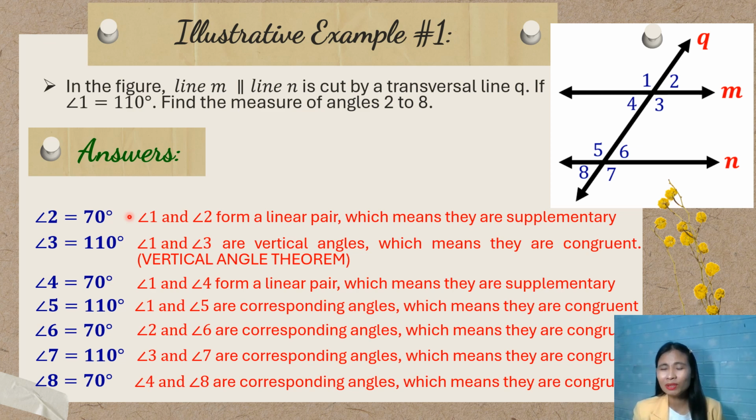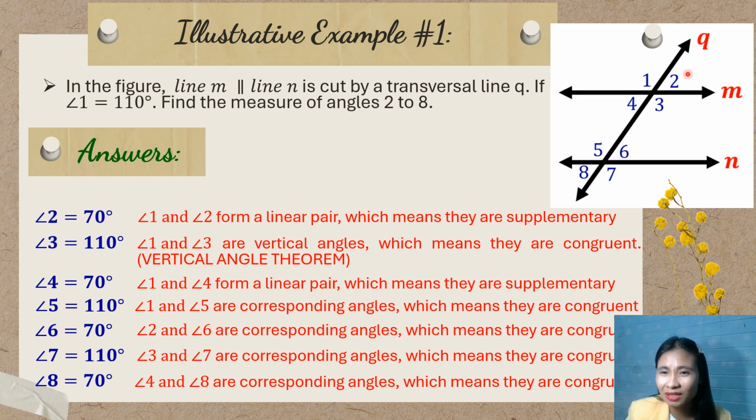Now, how are you going to check your answer? I remember in our high school time we called it the zigzag or stairs pattern. For example, angle 1, then 3, then 5, then 7. The angles that form this pattern are equal. So angle 1 is 110, meaning angle 3, angle 5, and angle 7 are also 110 degrees.